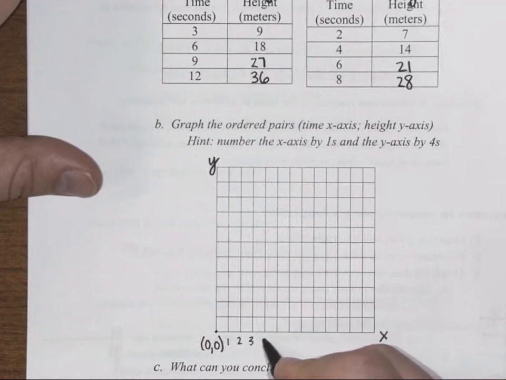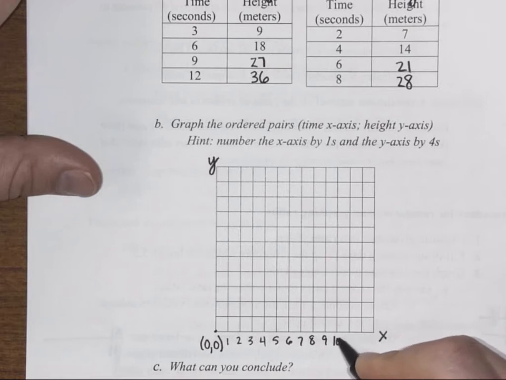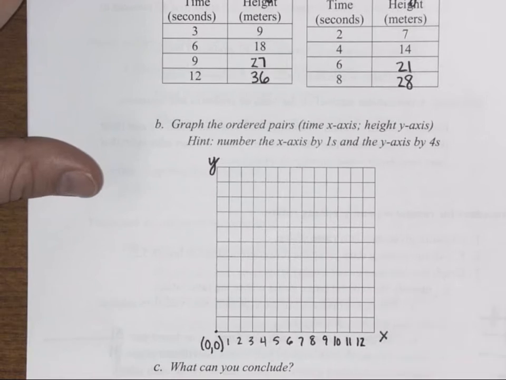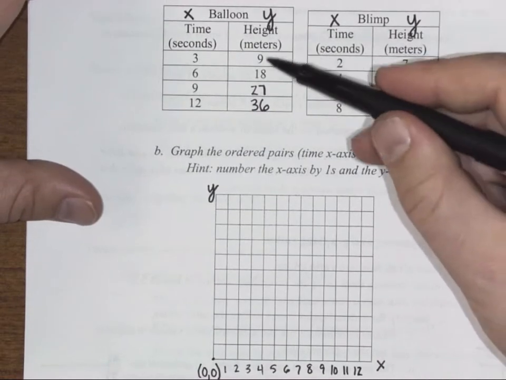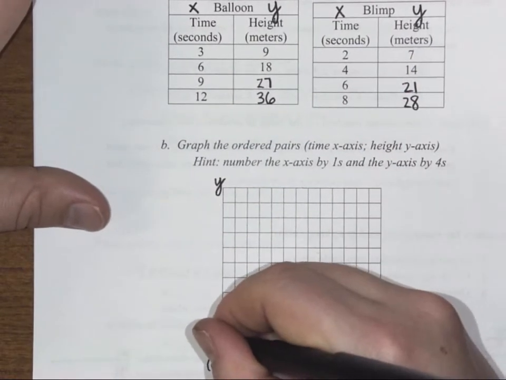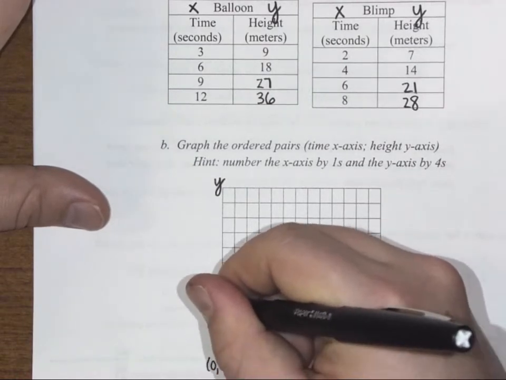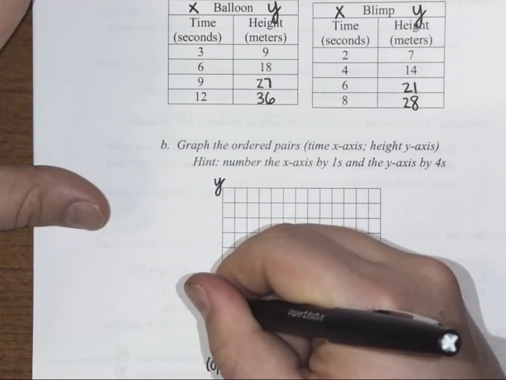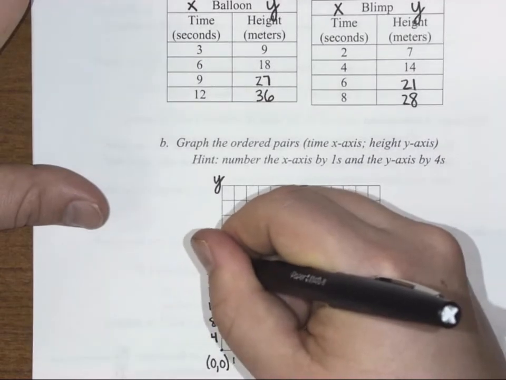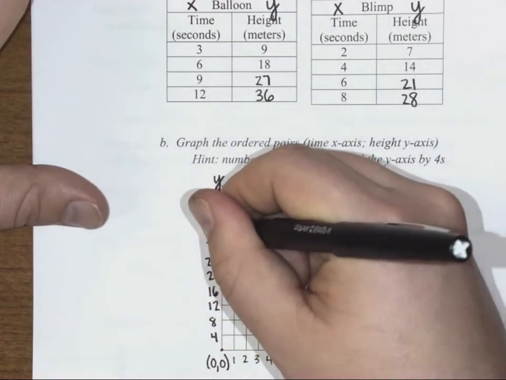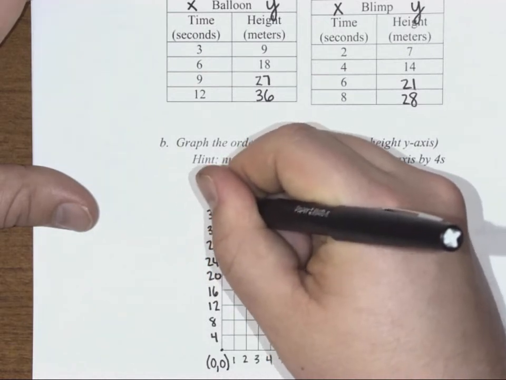1, 2, 3, 4, 5, 6, 7, 8, 9, 10, 11, 12. Okay, and on this side, the y-axis, it says we're going to count by 4s because the numbers get much bigger. So we're going to count by 4s. 4, 8, then 12, 16, 20, 24, 28, 32, 36, 40.